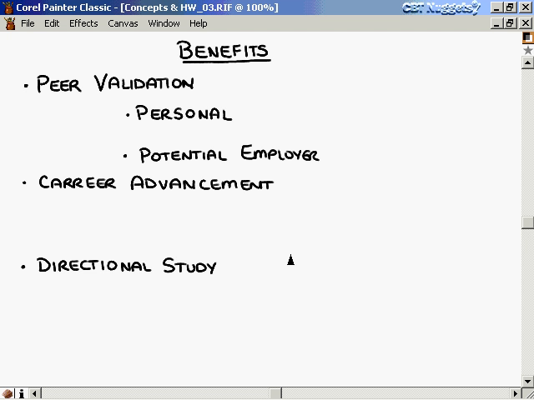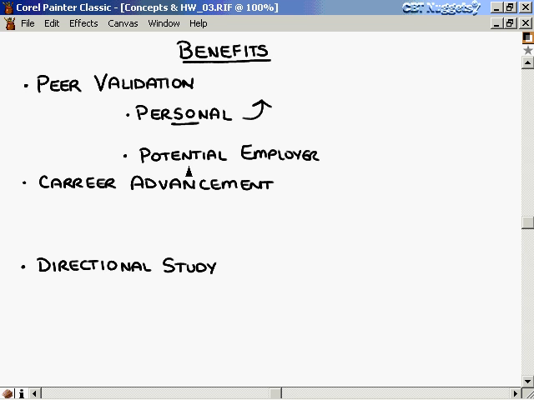Why would I want to put forth the effort and the time associated with gaining that type of certification? Here are some of the benefits. First, peer validation. That is, you getting a good understanding as to where you are within the industry among other people that do the same type of job. And there are two reasons for doing this. First is for personal knowledge. Again, understanding where you are within the industry so that you can set your path forward on how you're going to progress in your career knowledge.